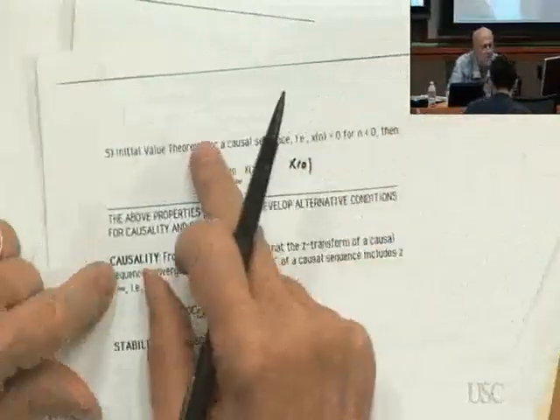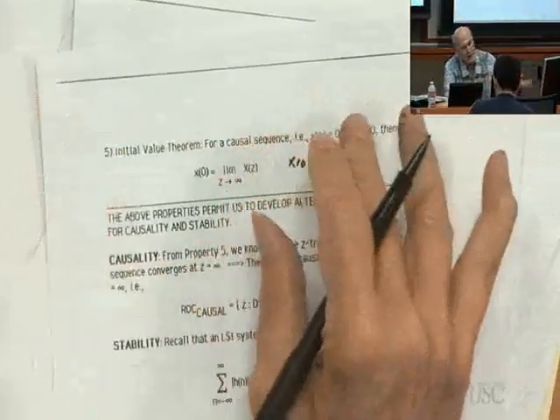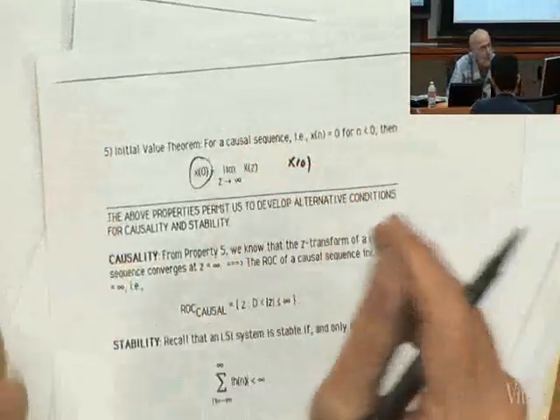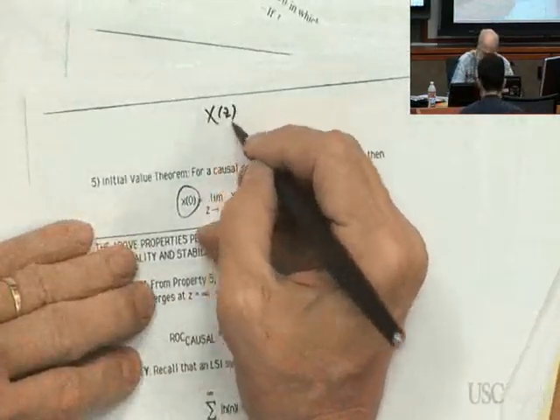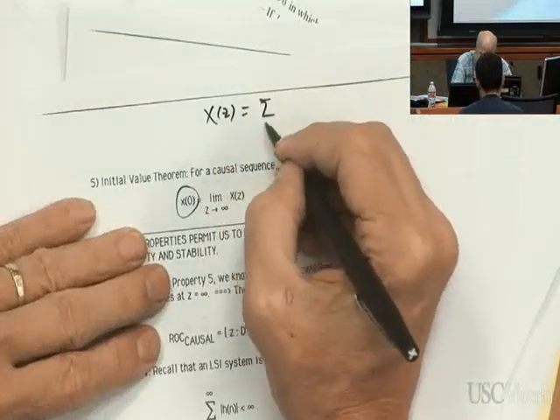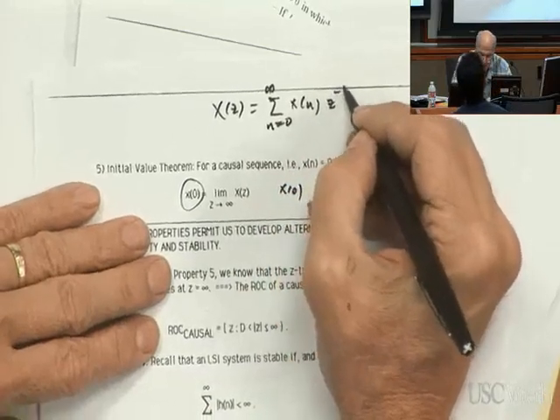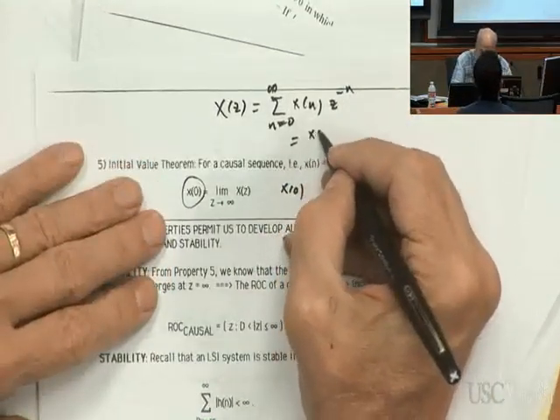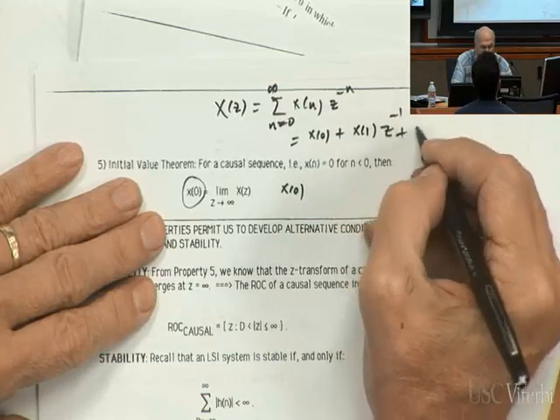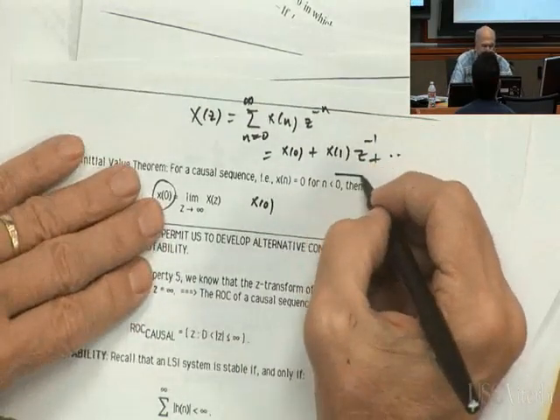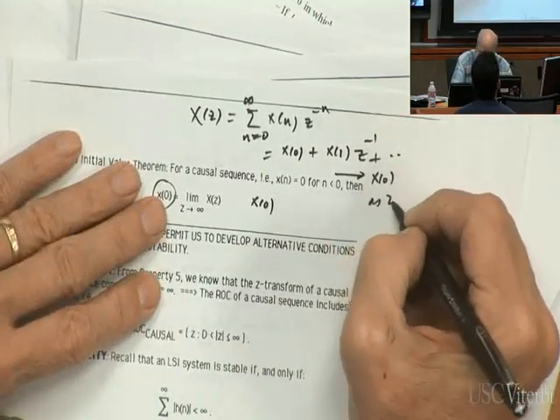Well, it's very simple. For a causal sequence, if you have X of z, you let z go to infinity, and you can determine what the first value in that sequence is. Why? Well, what is X of z if the sequence is causal? It looks like this: the sum from n equals 0 to infinity of x of n times z to the minus n. That's x of 0 plus x of 1 z to the minus 1 plus dot, dot, dot. Let z go to infinity. All those terms go away. See? It goes to x of 0 as z goes to infinity.